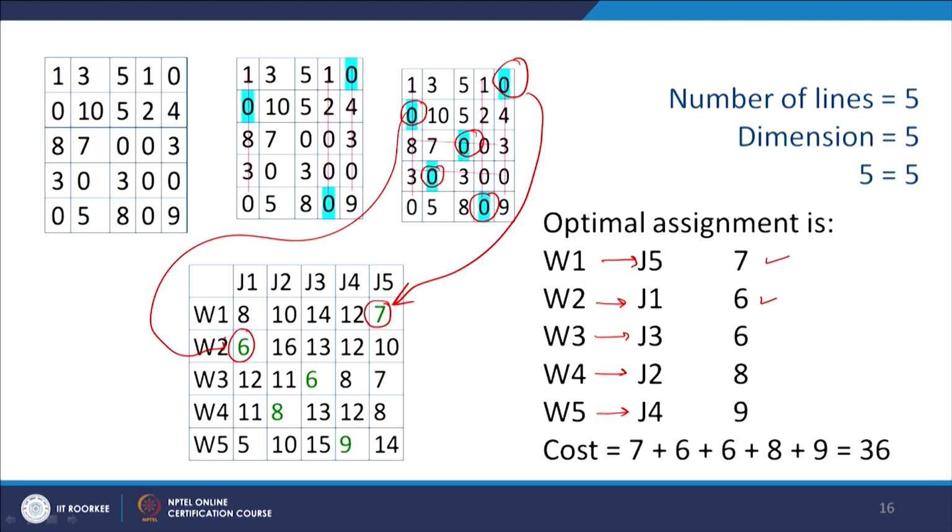And like this you will find that the cost corresponding to W3 J3 is 6, and the cost corresponding to W4 J2 is 8, and the cost corresponding to W5 J4 is 9, and therefore, the total cost will be the total of all these costs, which is 7 plus 6 plus 6 plus 8 plus 9, and that comes out to be 36. So, the overall cost of the optimum assignment is 36.